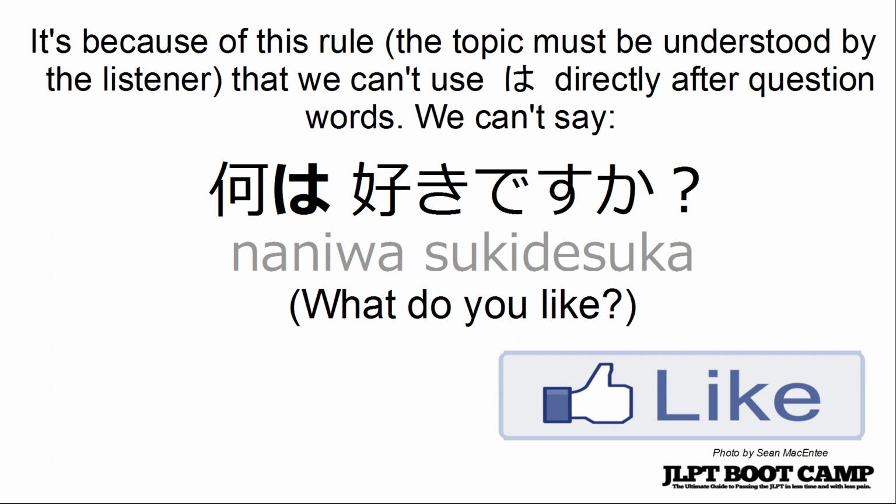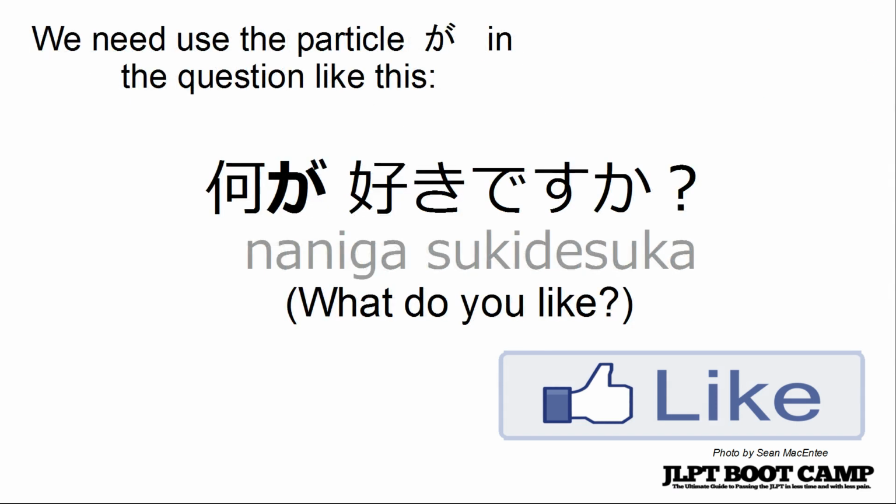So like nani or dare for who, you can't use it after those. You would need to use ga or other particles like o to mark an object of a sentence. You could use that after a question word, but you can't use wa. So, for example, the correct sentence would be nani ga suki desu ka?